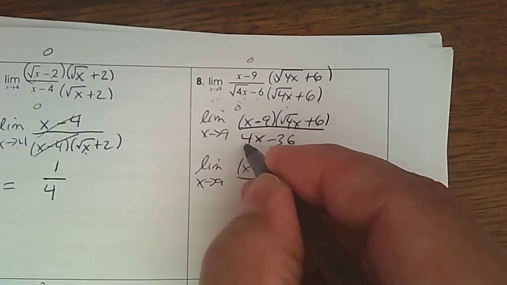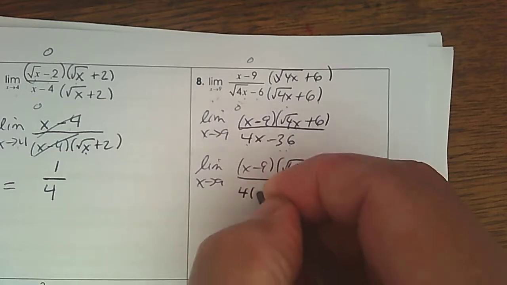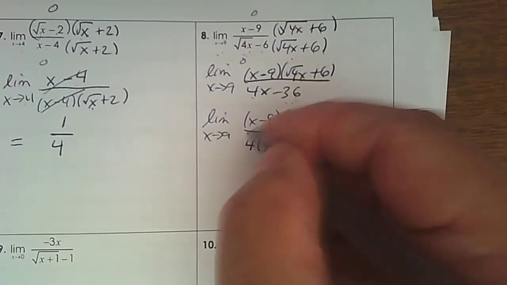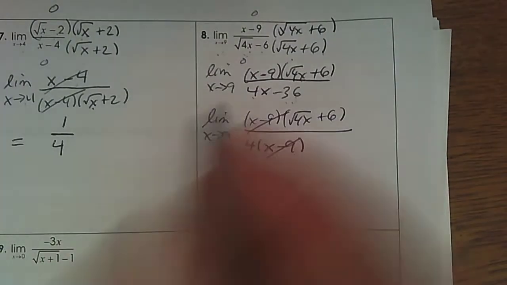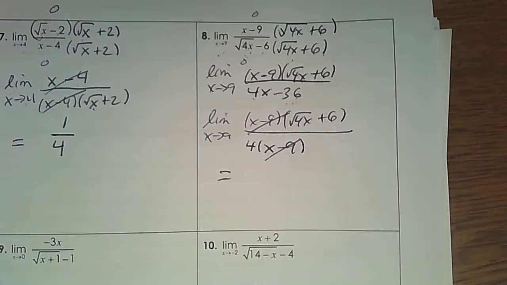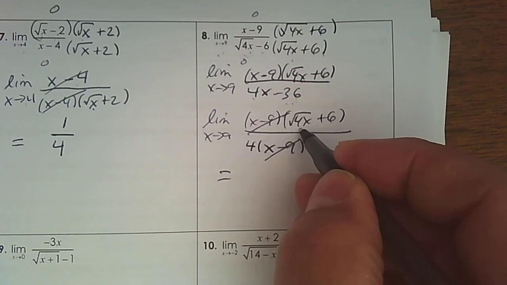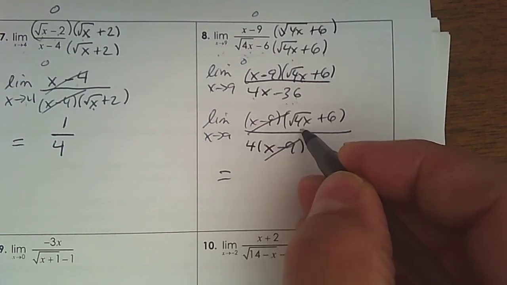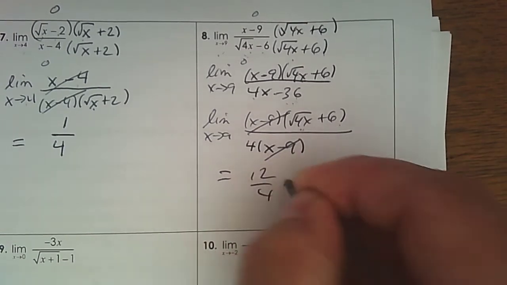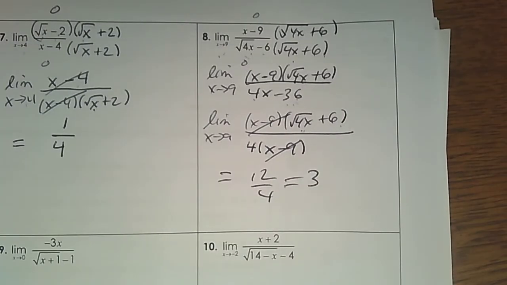the denominator. So what do they have in common? 4, so divide out a 4 and you have x minus 9. Now it's in a situation where you can divide out the x subtract 9. Now you can do direct substitution and get your answer. So plug in 9, that's the square root of 36, 6 plus 6, and you get your answer.